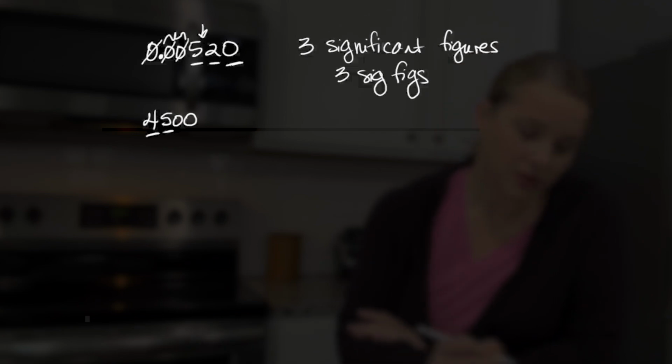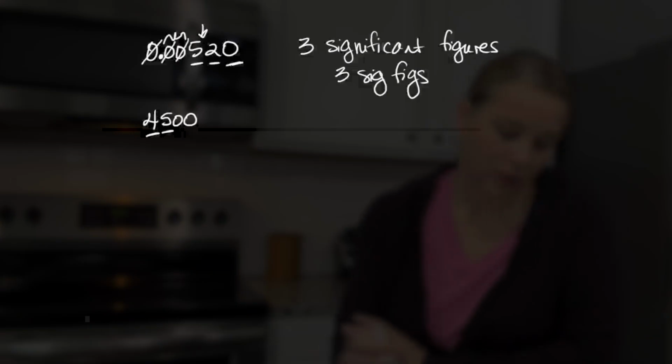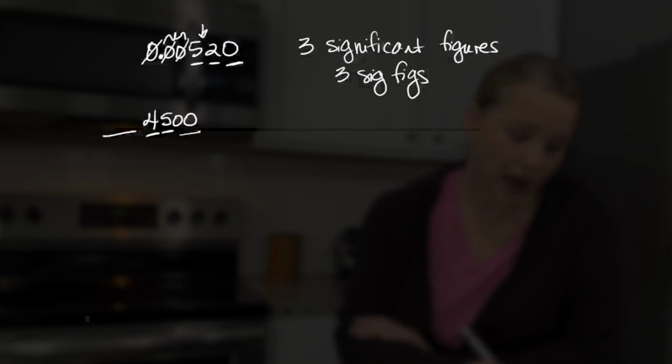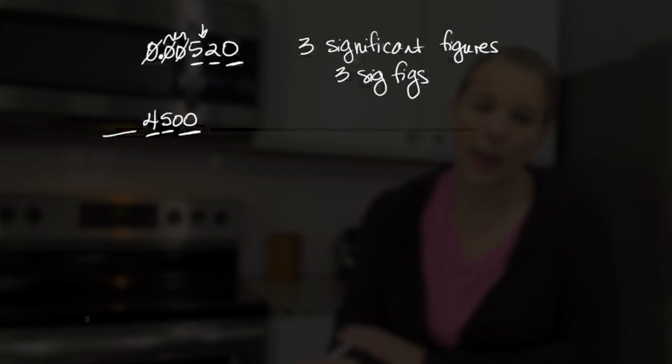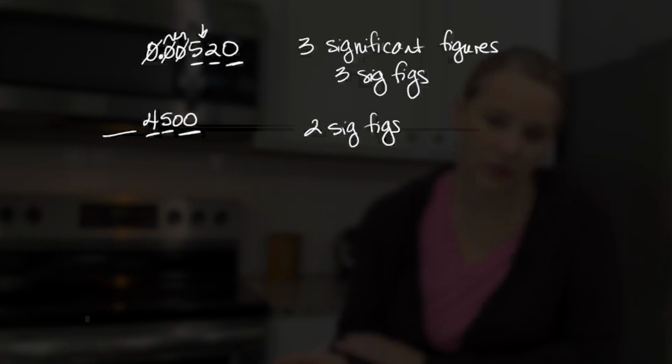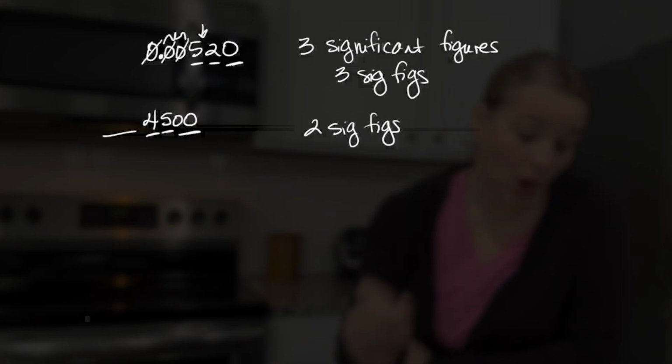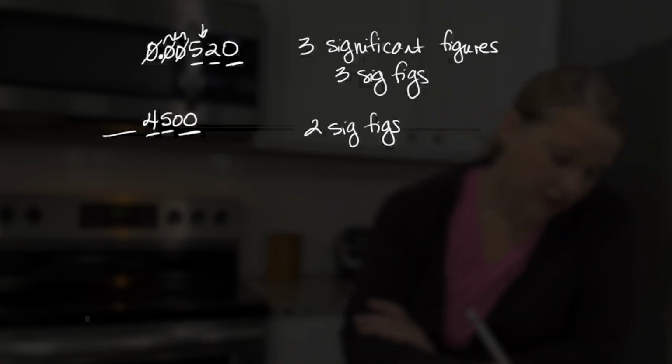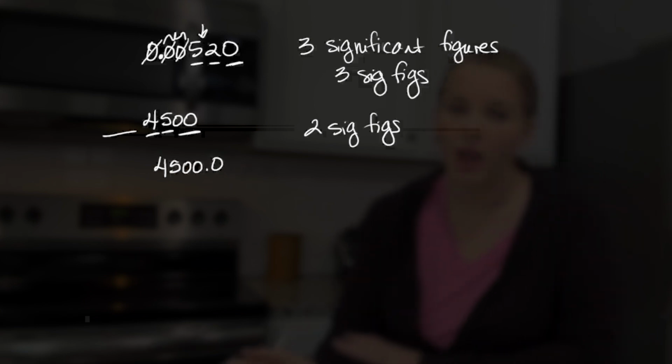So non-zero digits are significant. We don't have any leading zeros. We do have 2 trailing zeros, but they're not after the decimal point. So we only have 2 significant figures in that one. Good job. Now, what if I wrote this? How many significant figures are there?